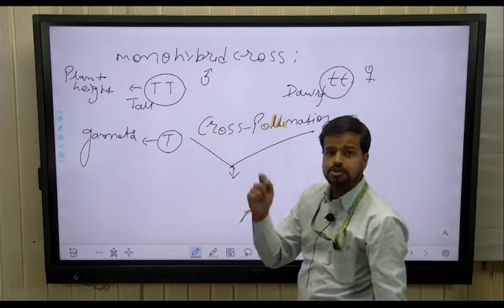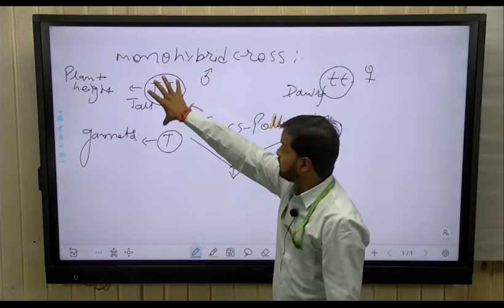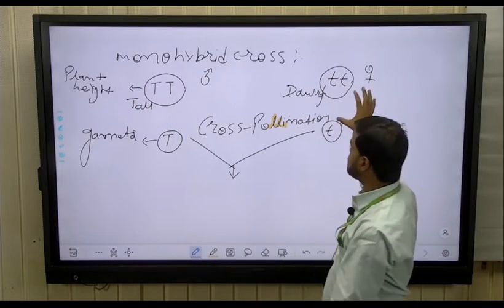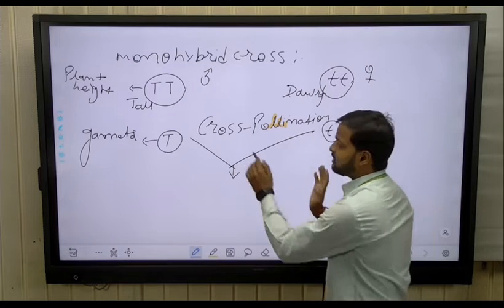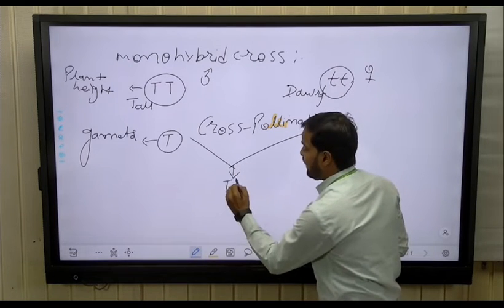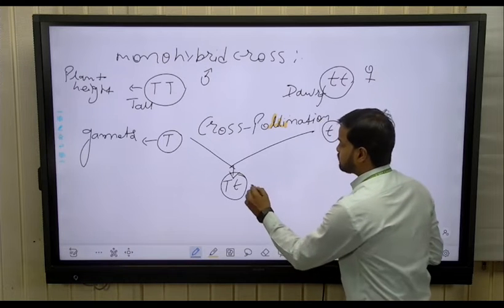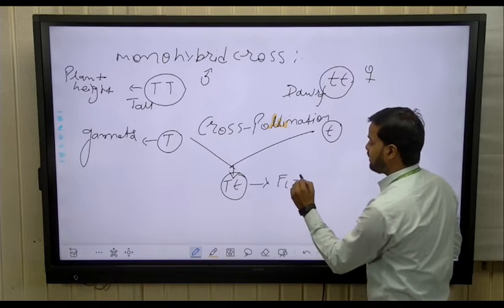Here, cross pollination is performed, because this genetic composition is obtained from another plant and this one is obtained from another plant. After the cross pollination, we get the F1 generation. Very important point. And this one is what? This one is the F1 generation.